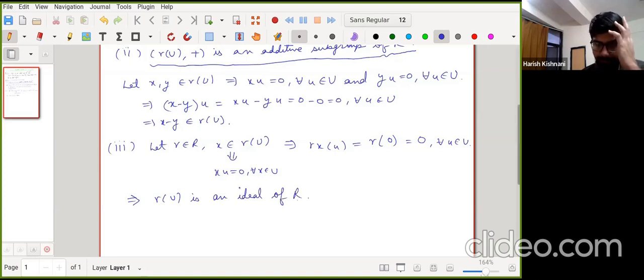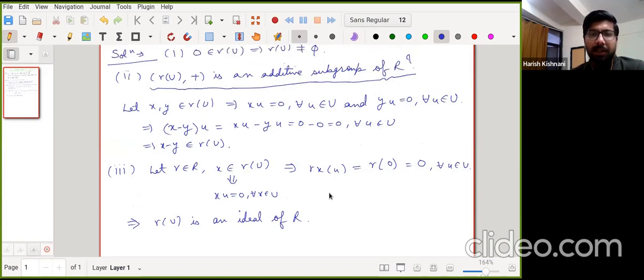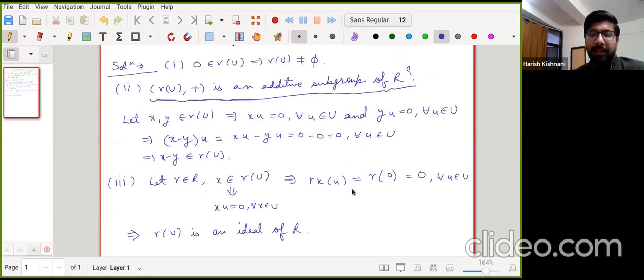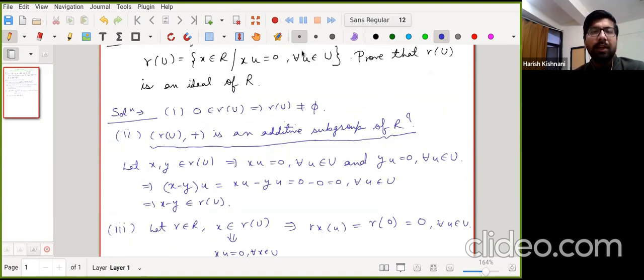A remark which is not directly related to this course, but it's good to see what happens when we have a non-commutative ring. One can check that even if you have a non-commutative ring, you can define ideals, the left-sided ideal and the right-sided ideal. And it turns out that this set is a two-sided ideal, even if the ring is not commutative.